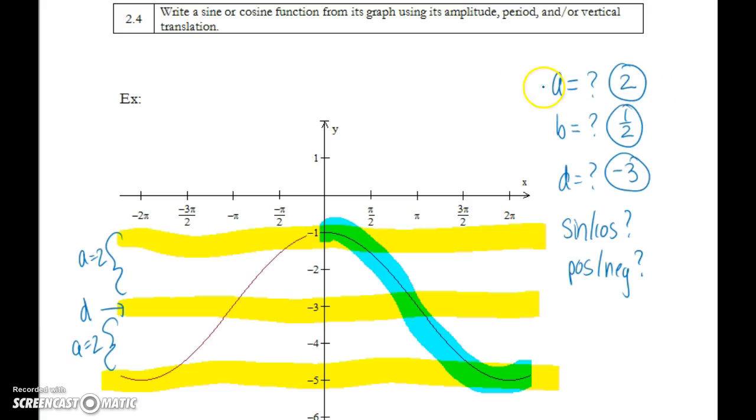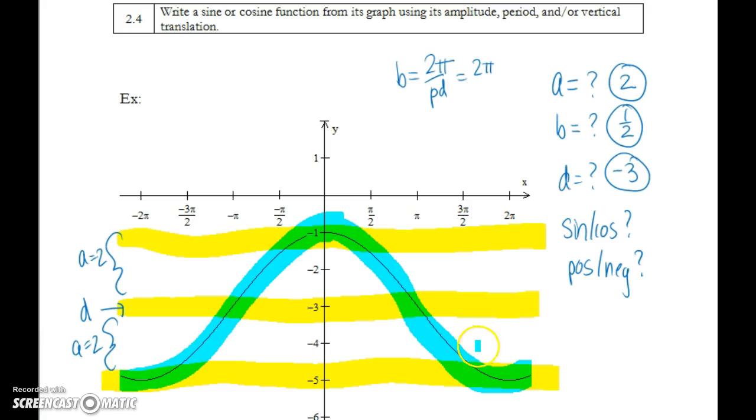A second way to find B is to use the formula: B equals 2 pi divided by the period. And so we have 2 pi. How long is the period? Well, the period is the length of one rotation. So if we figure out how far from the beginning to the end of that rotation, from -2 pi to +2 pi, that's 4 pi. So the period is 4 pi, and if we simplify this, we get 1/2, same as we did earlier.